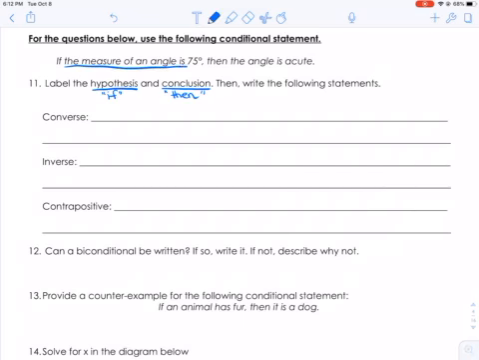So the measure of an angle is 75 degrees. This is the hypothesis, okay? And then the angle is acute would be the conclusion.